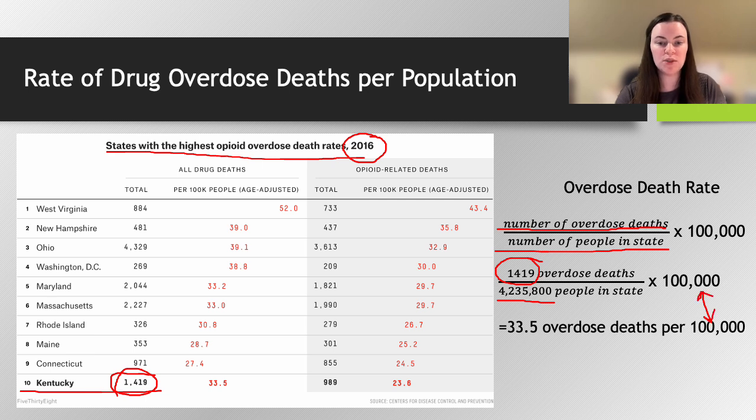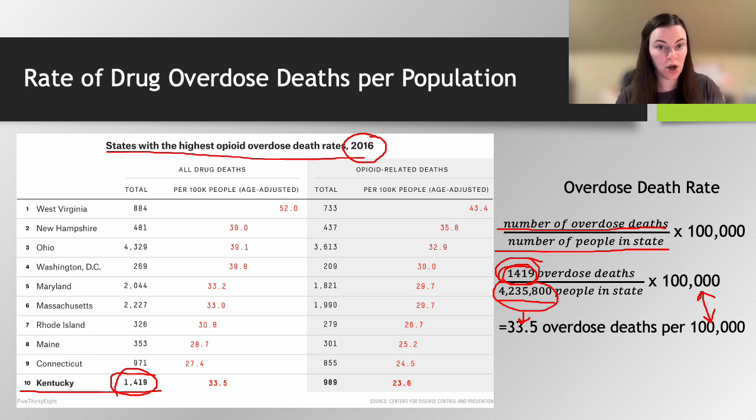Oftentimes in social sciences, we will express rates as per 100,000. And so that's why I'm using that multiplication figure here. You can also express rates in values such as 10,000 or even a million, but this is the one that you'll see most frequently both in your book and other forms of media and text. When I take the value of 1,419 overdose deaths and divide that by the population, I get a value of 33.5 overdose deaths per 100,000 people within the state of Kentucky.